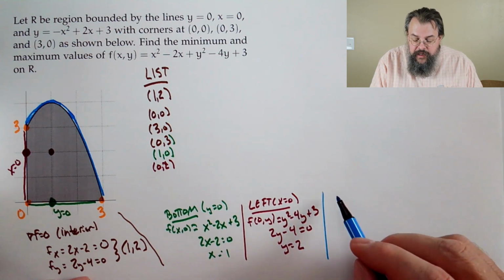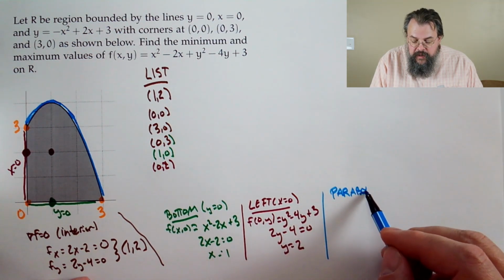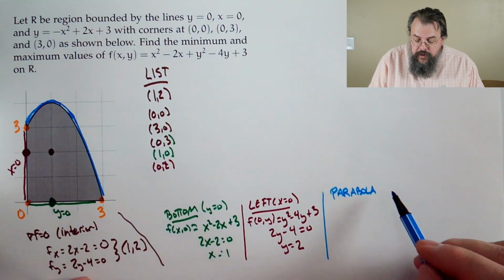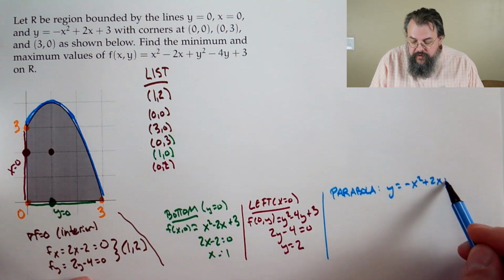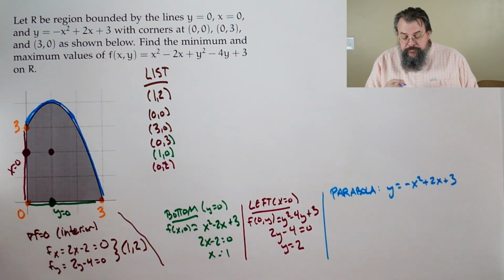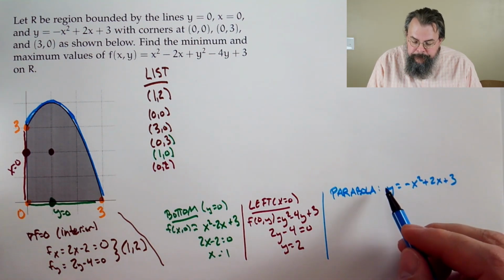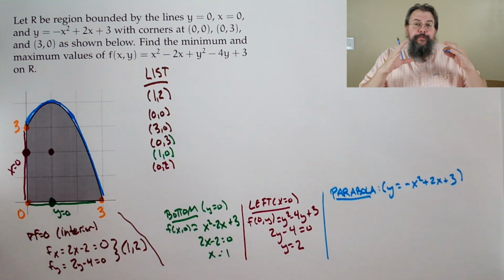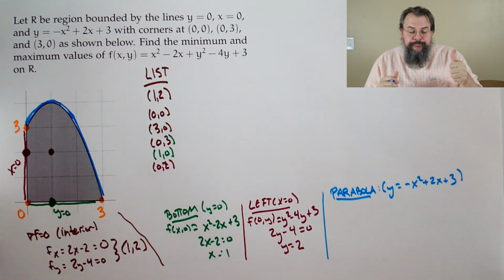Okay, so on the parabola. Well, keep in mind that that parabola is what? It's this curve. It's y equals minus x squared plus 2x plus 3. So one thing we can think about is, hey, how can we use the fact that we're on our bounding curve to get down to a function of one variable?